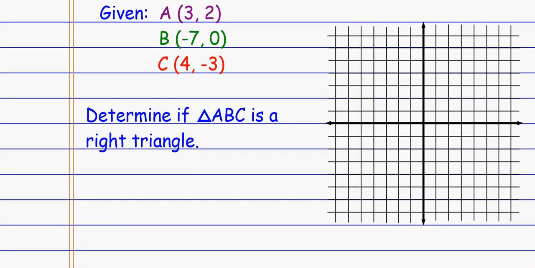If I look at something like this guy, I'm going to plot these points once again. So 3, 2, right here. Negative 7, 0. And 4, negative 3. Okay? And it says determine if triangle ABC is a right triangle. So let me draw this triangle.